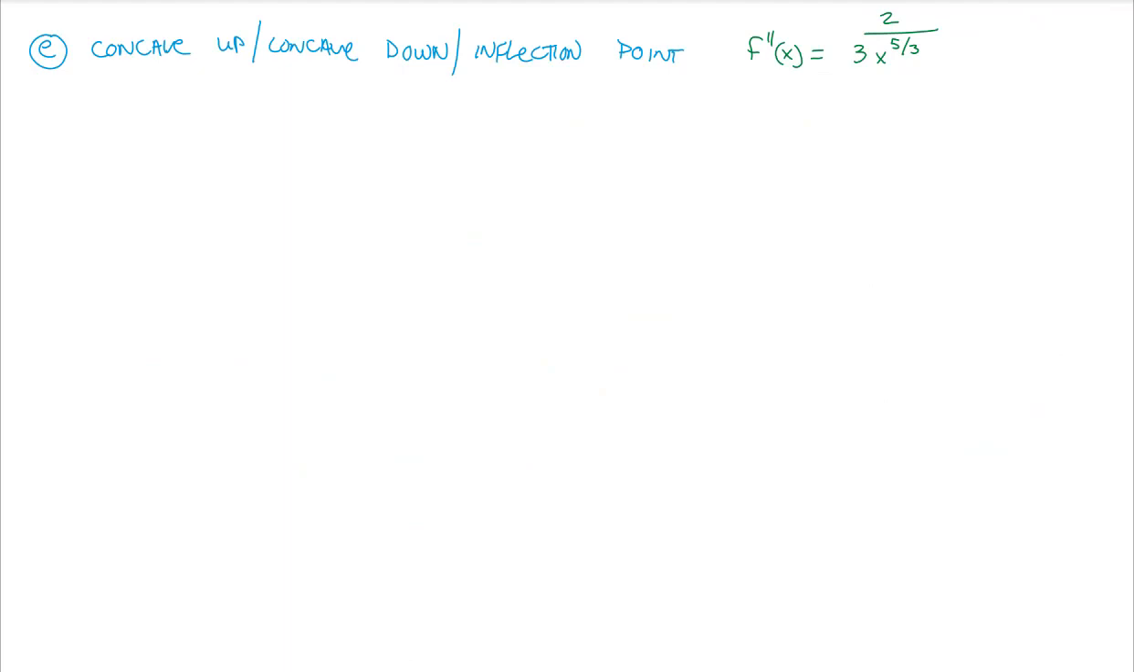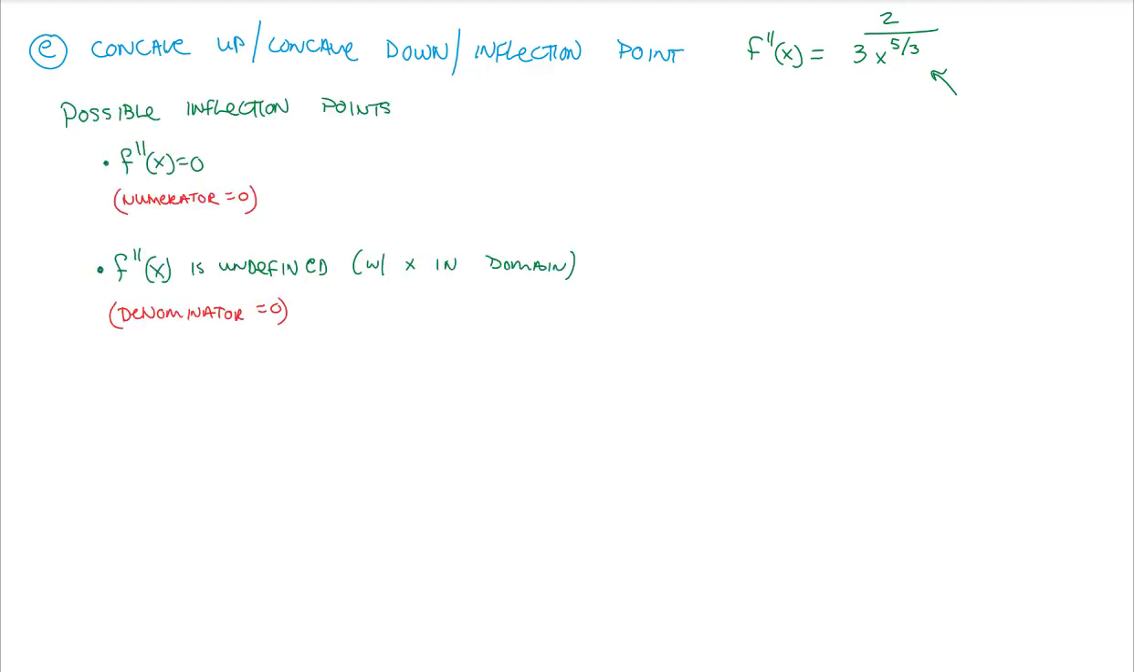Part E is asking us to find where the function is concave up, concave down, and identify any inflection points. And we're going to do that by using the provided second derivative, 2 over 3x to the 5/3. To answer these questions, we're going to do the exact same process that we did with the first derivative, but with the second derivative. And instead of finding critical points, we're going to be finding the possible inflection points.